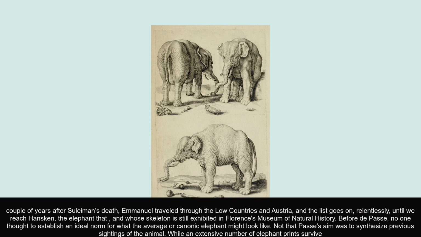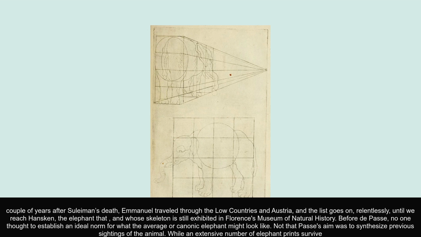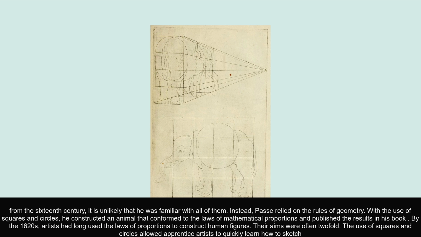Before de Passé, no one thought to establish an ideal norm for what the average or canonic elephant might look like. Not that Passé's aim was to synthesize previous sightings of the animal. While an extensive number of elephant prints survive from the 16th century, it is unlikely that he was familiar with all of them. Instead, Passé relied on the rules of geometry. With the use of squares and circles, he constructed an animal that conformed to the laws of mathematical proportions and published the results in his book.